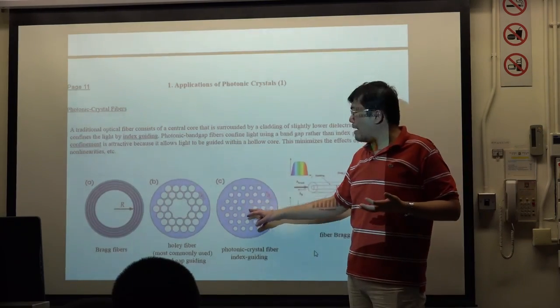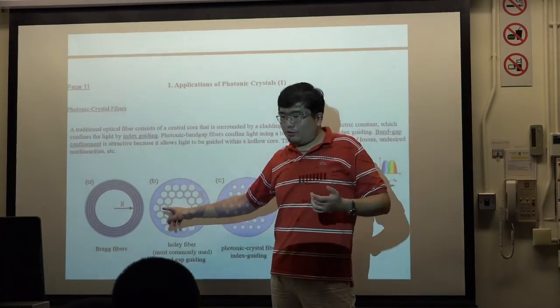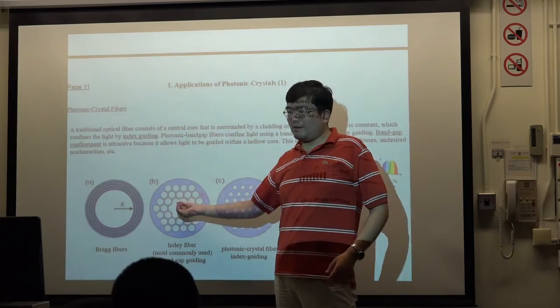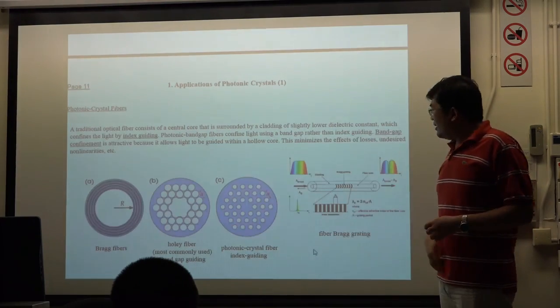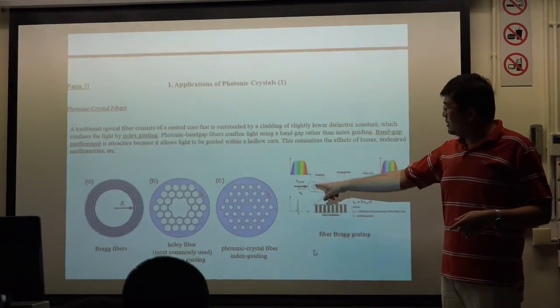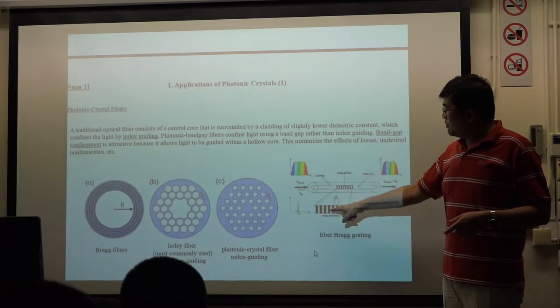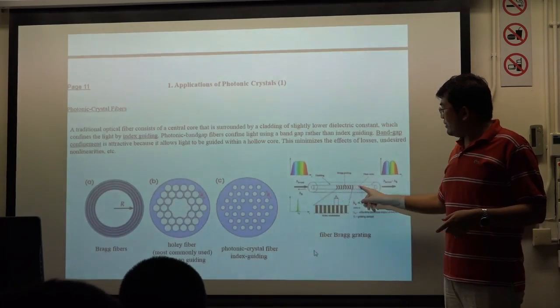So I did not talk about this. I talk about this. They use photonic band gap. In the photonic band gap, they confine the structure. Another is just using Bragg grating. This is a traditional optical fiber. I use Bragg grating, and propagation.